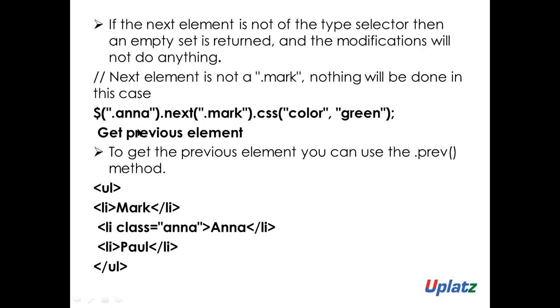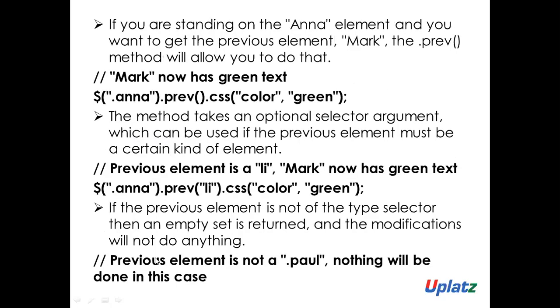So how do we go to the previous element? You can do that with the help of the previous method. So this is my li with a class Anna, and Paul. If you are standing on the Anna element and want to go to the previous element, Mark, the previous method allows you to do that. So now Mark will have green text.